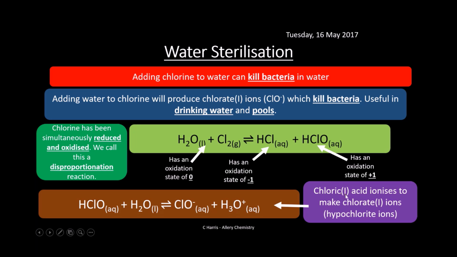Now, chloric(I) acid, this is HClO. This ionizes to make chlorate(I) ions. You can see here, there it is there. It's chloric(I) acid reacting with the water, so it dissociates or it splits. And you get ClO-. These are called hypochlorite ions. And you get these hydroxonium ions. This is what makes it acidic, H3O+ ions. So as long as you're aware of this chloric(I) acid and how it dissociates into these products, that's the main thing.